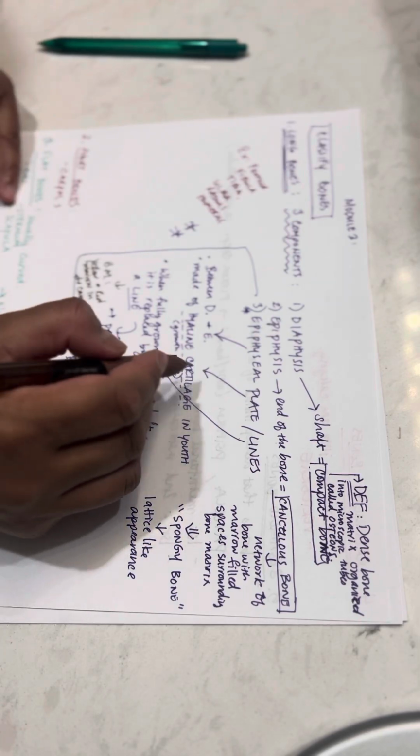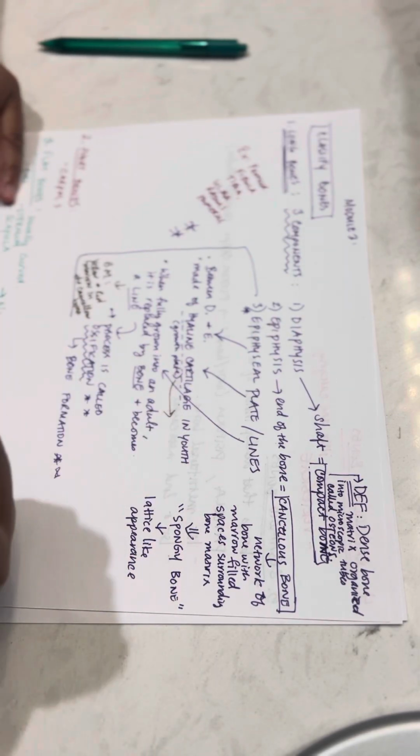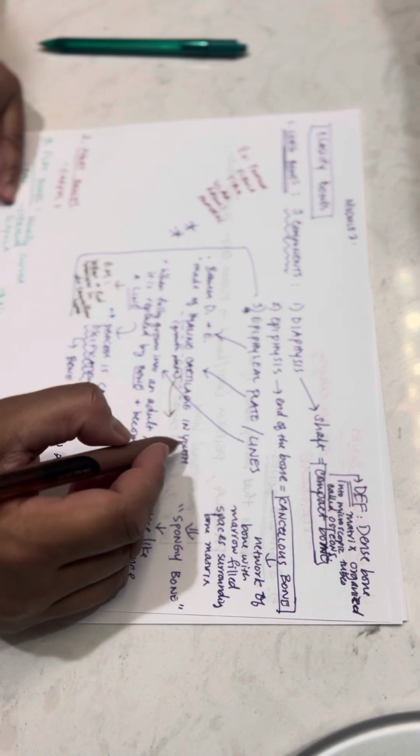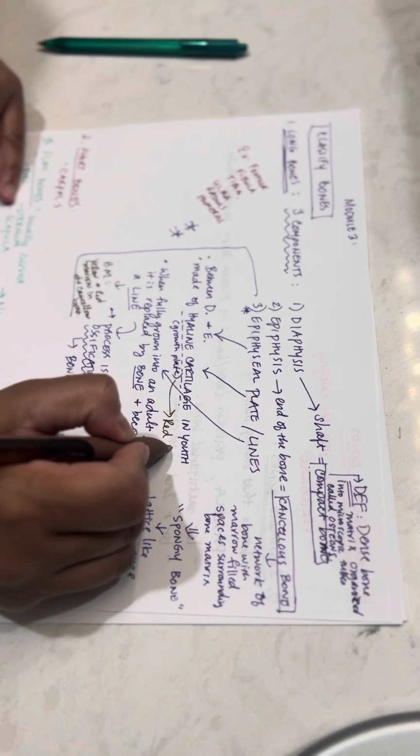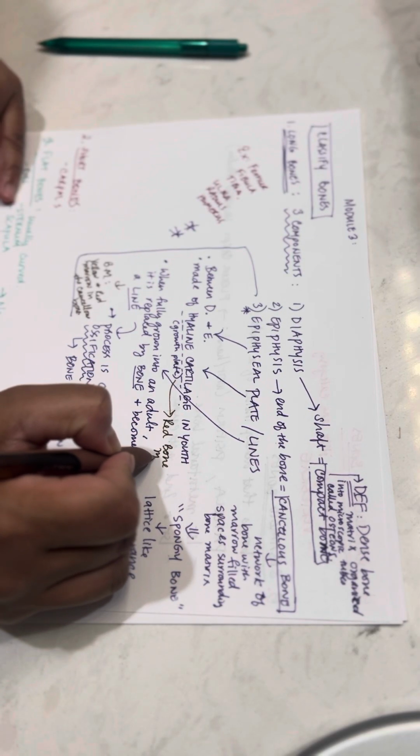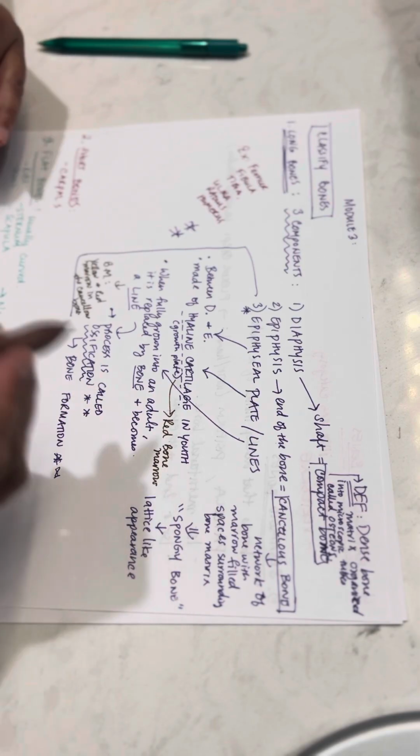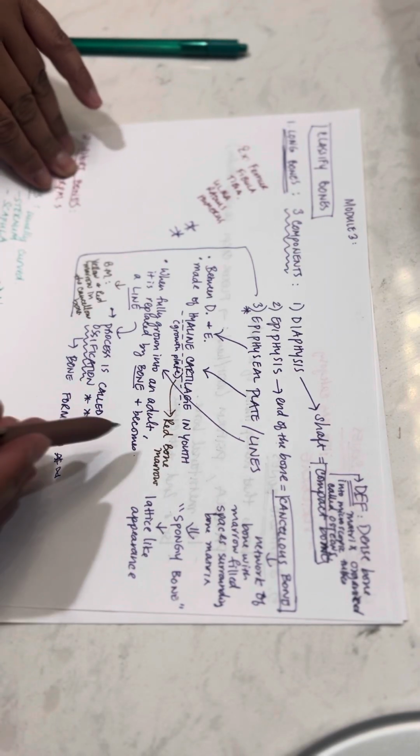Okay, and in the youth, because they're still growing, they need all the blood to give in the nutrients, it's red bone marrow. Remember we said yellow bone marrow contains adipose tissue. So in the youth, it's all red.